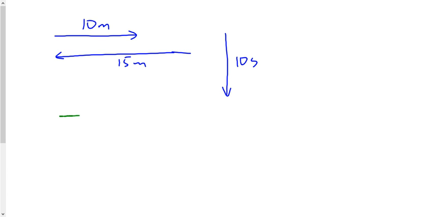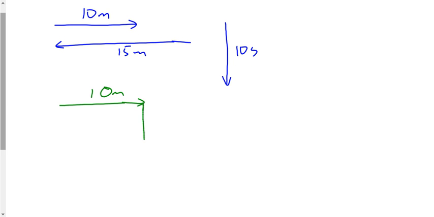So I'm going to draw the 10-meter one first. Okay, there's the first one. I'm going to draw the other 10-meter long vector. And then I'm going to draw the 15-meter long vector, and it's going to look like this. Is this drawn okay? Yeah, this is drawn head to tail, arrow to back of the vector.